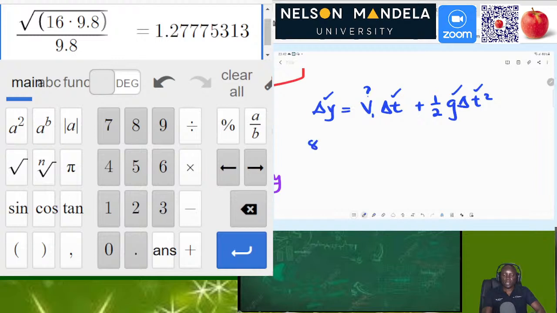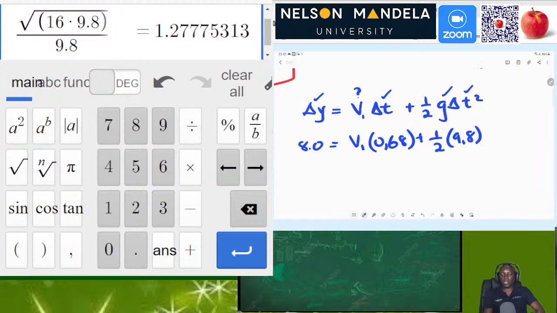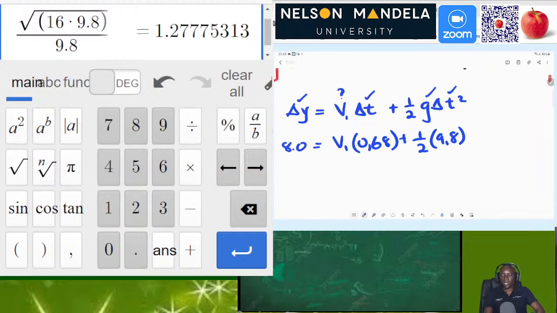So 8 meters equals v1 times 0.68 plus half 9.8 times 0.68 squared. Remember I said going downwards is positive, so that's why we are simply using 9.8 there. And v1 is downwards, so it is positive. Delta y is also positive downwards, so they're all in the same direction.